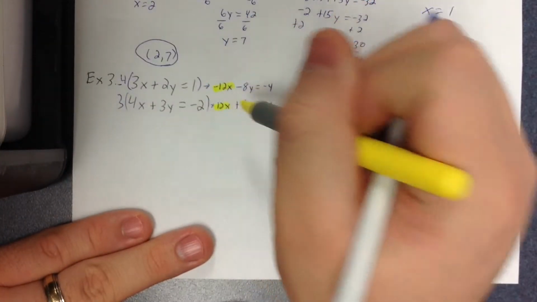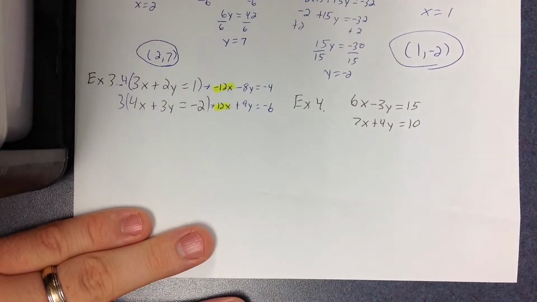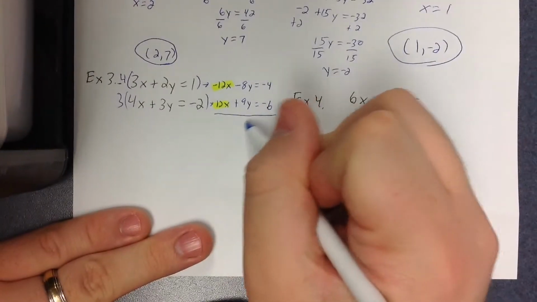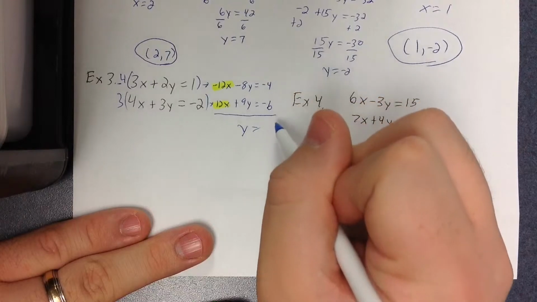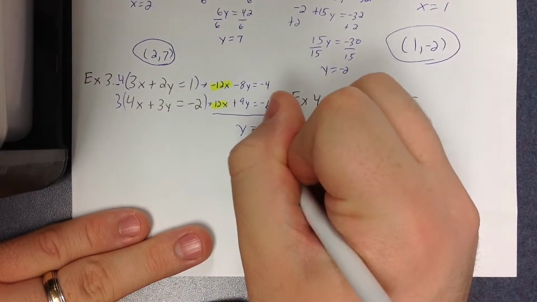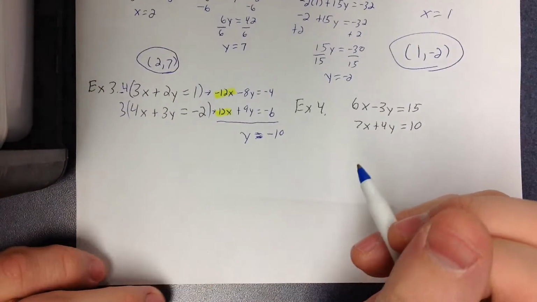So now I've got opposites, negative 12x and 12x, so those would go away. So negative 8y plus 9y is 1y, negative 4 plus negative 6 is negative 10. So I get y equals negative 10.